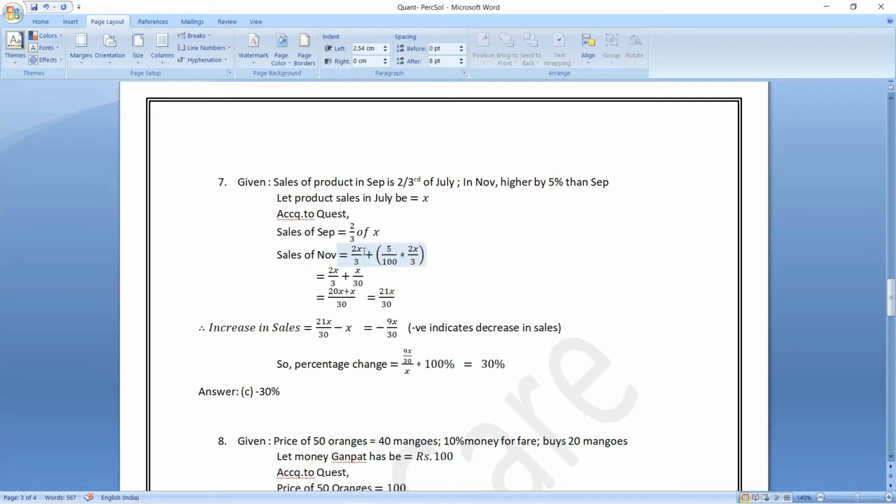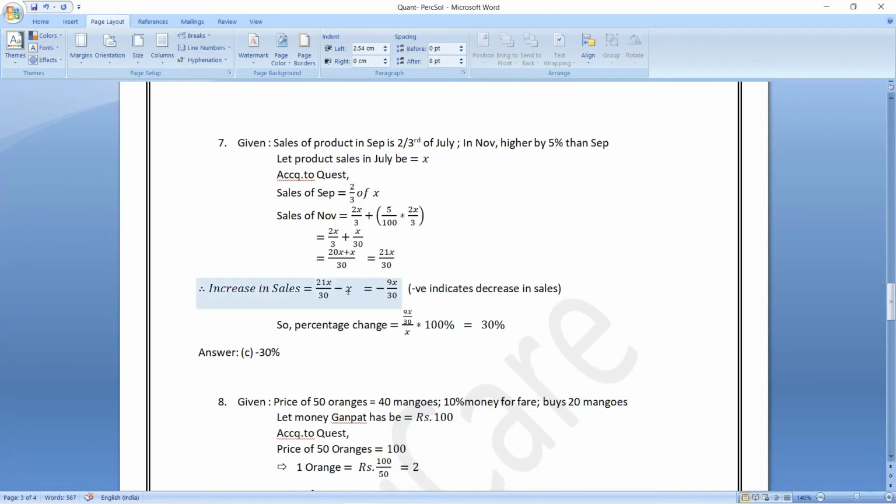So in September we have 2x by 3, and in November we will be having plus 5%. So 2x by 3 plus 5% of 2x by 3. By calculating we get 21x by 30. Okay. Now what my question is asking is increase in sales percent.